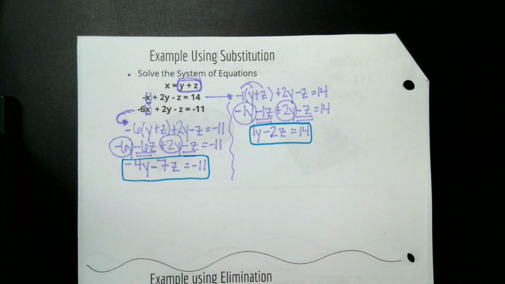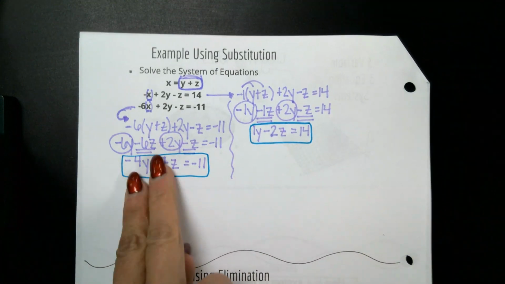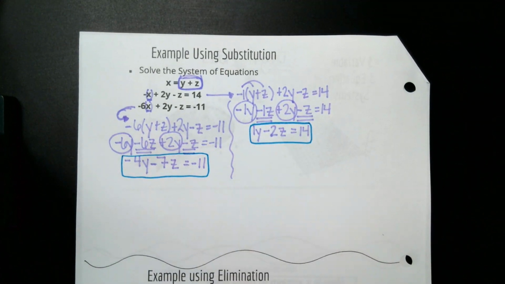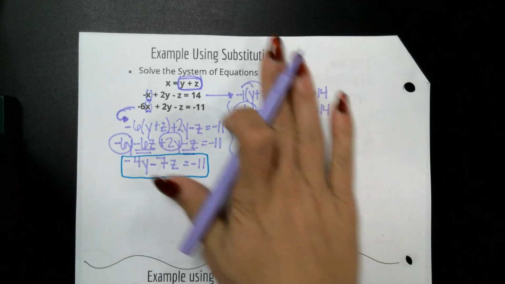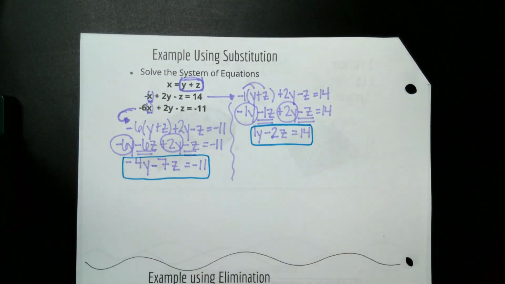Here's the good news. We no longer have x, we just have y and z. If both of these equations have y's and z's, can't we pair them up and try to eliminate either the y or the z? Yeah. So now we could use elimination. So even though in the beginning we used substitution, I'm still going to end up using elimination.